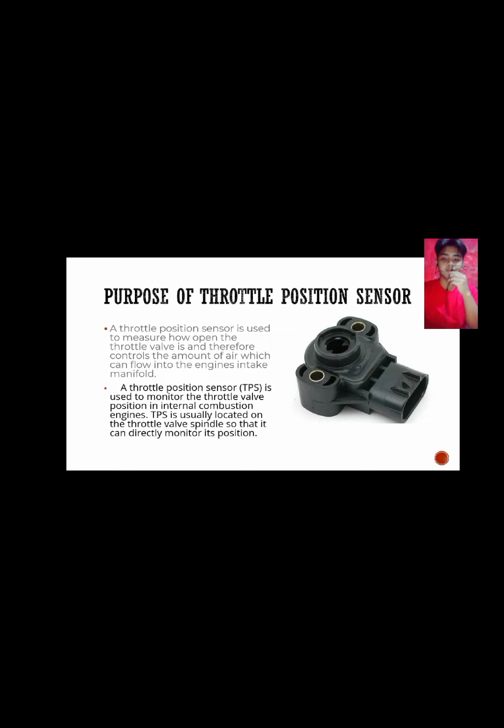Pag-usapan na natin ang kanyang purpose. A throttle position sensor is used to measure how open the throttle valve is and therefore controls the amount of air which can flow into the engine's intake manifold. A throttle position sensor or TPS is used to monitor the throttle valve position in internal combustion engines. TPS is usually located on the throttle valve spindle so that it can directly monitor its position.